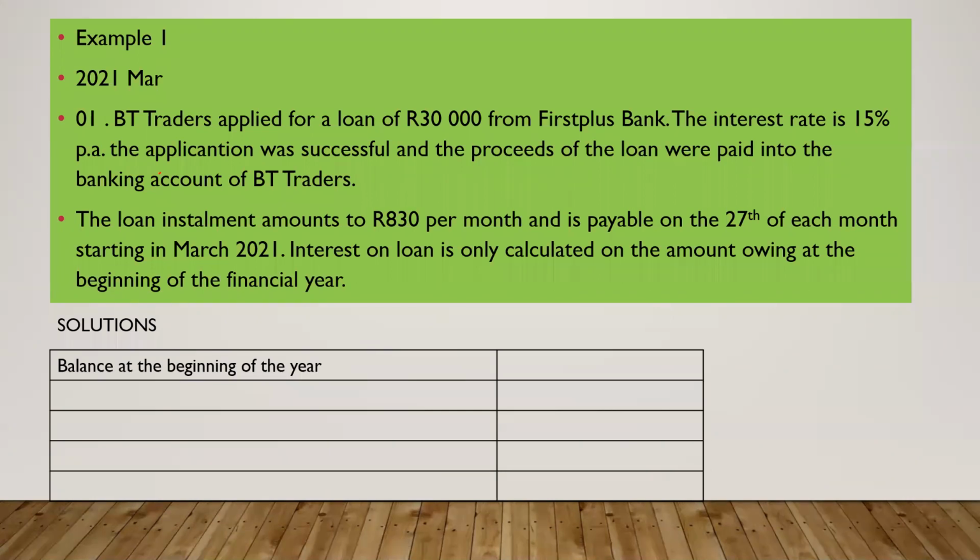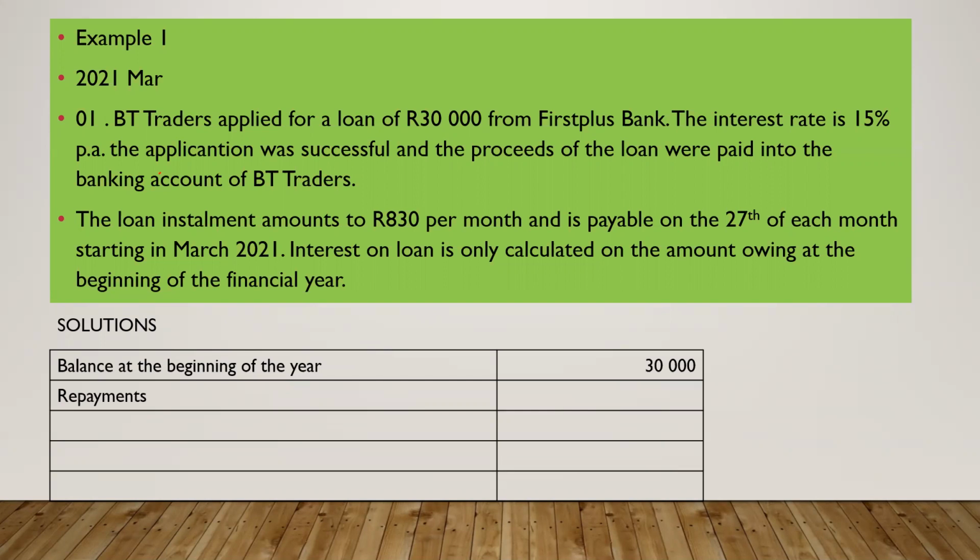Anyone? How much were we owing First Plus Bank on the 1st of March 2021? $30,000. It is 30,000. Okay? And then we made repayments. Please note that we made repayments on the 27th of every month until the end of the financial year. Please note that the end of the financial year, as per this example, will be the 28th of February 2022.